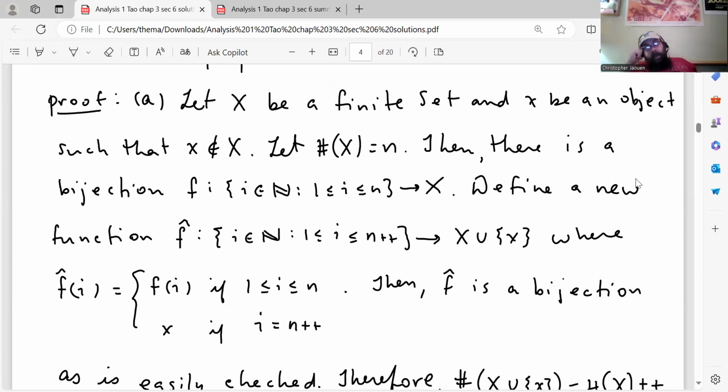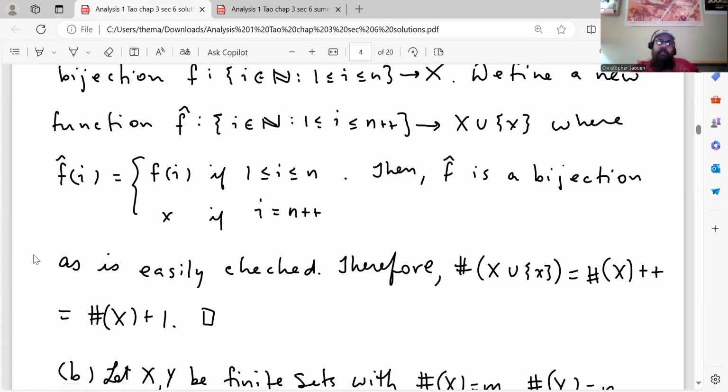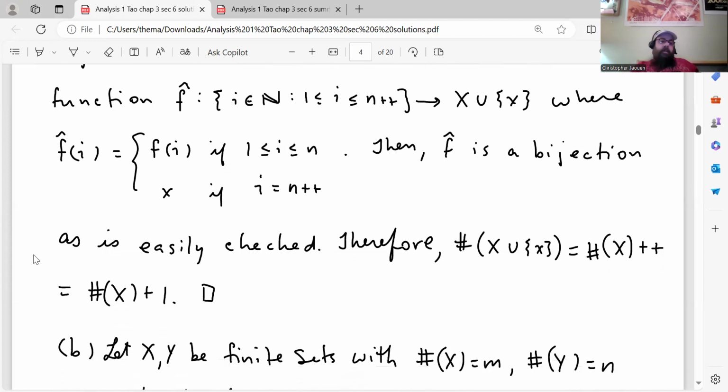Right, then f hat is a bijection, as is easily shown. I didn't do that here, but it's just showing that it's injective and surjective. I just didn't feel like writing it out, but you can do that on your own if you like. Therefore, since that's a bijection, the cardinality of X union the singleton set containing x equals the successor of the cardinality of X, which is the same thing as the cardinality of X plus 1. All right, and that's the proof of part A.